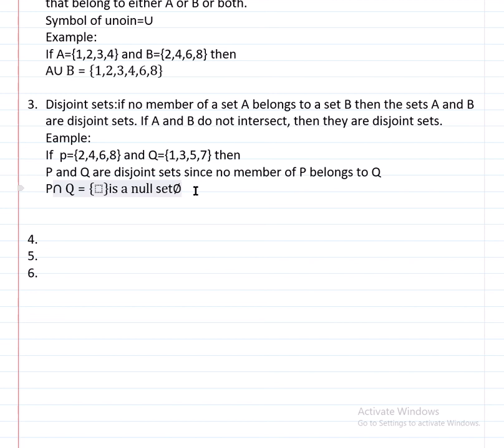So how do we represent disjoint sets on a Venn diagram? So we can do that, right? Okay. Representing disjoint sets on a Venn diagram. All right, so let's do that and see how it will look like. Okay, so let's draw a Venn diagram.